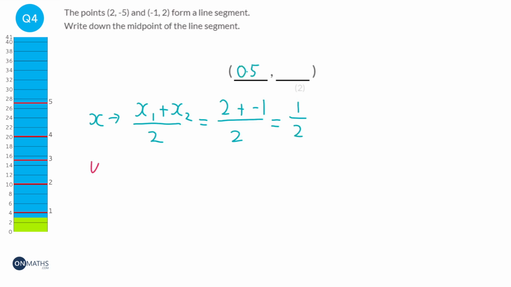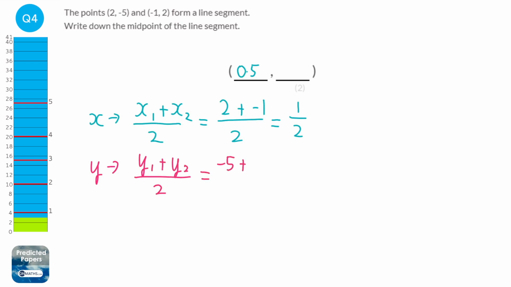We'll do the same thing for the y coordinates. And the formula is the same, but just with adding the y coordinates together and dividing by 2. So it's going to be -5 plus 2. All of that divided by 2. So that's going to be -3 over 2, or -1.5.